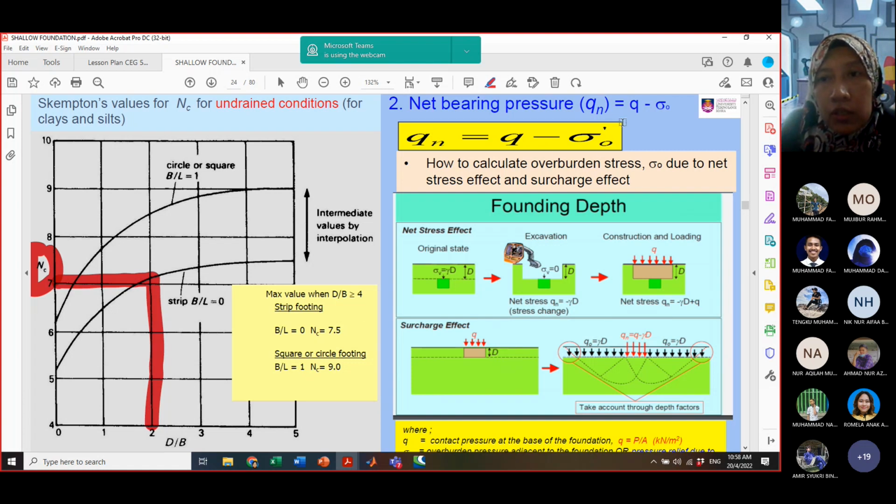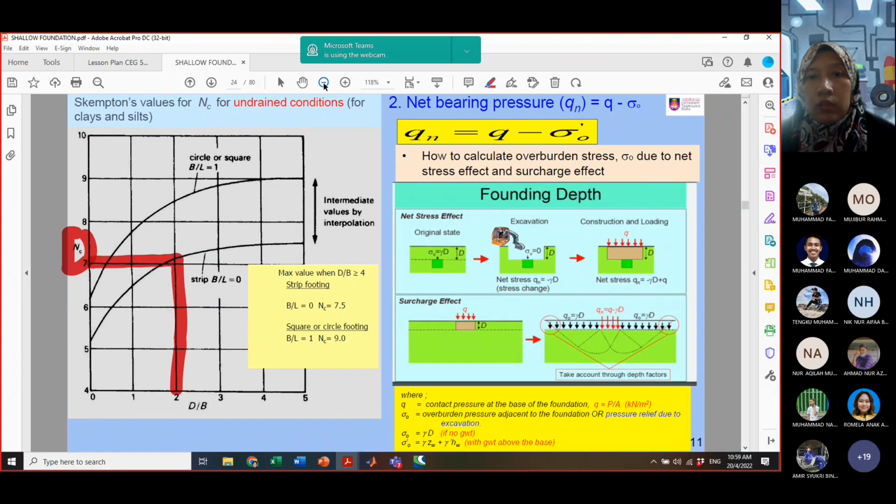Okay, net bearing pressure is tadi capacity tau, net bearing capacity. Now is the net bearing pressure. Net bearing pressure pun tadi saya dah explain dia berkaitan dengan contact pressure Q dengan overburden pressure kita. So kalau net bearing pressure Qn is equal to Q minus dengan overburden pressure. The Q here is referring to the contact pressure at the base of the foundations.